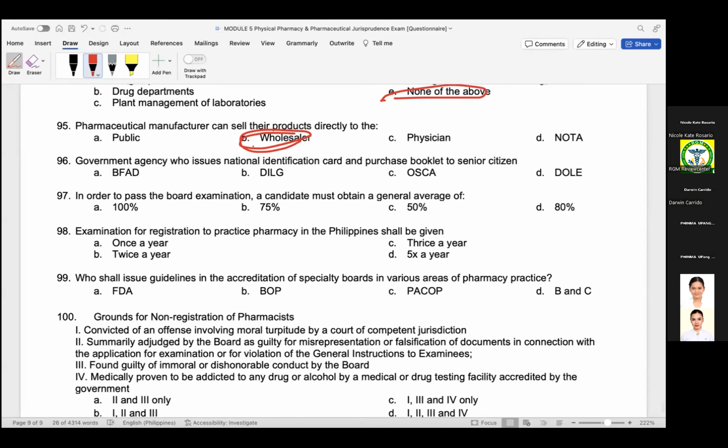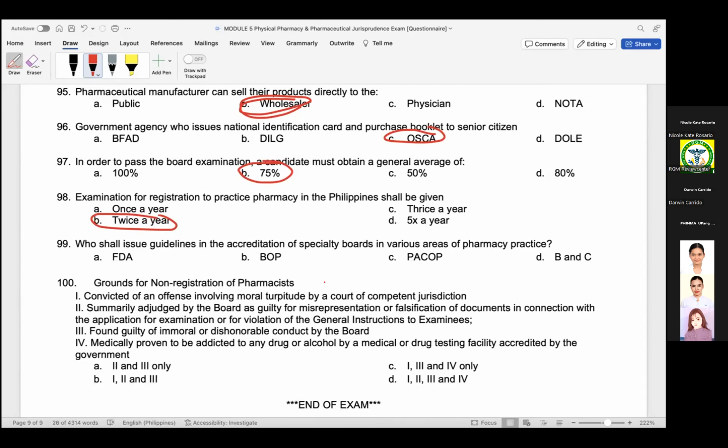Next, number 96, government agency who issues national identification card and purchase booklet to senior citizen, it's OSCA. Office of the Senior Citizen Affairs. Next, number 97, in order to pass the boards, a candidate must obtain a general average of, letter B, 75%. Alam niyo dapat yan. Number 98, how many times board exam of pharmacy is administered, it's twice a year. Letter B. Letter B. Para siguro nung pandemic.